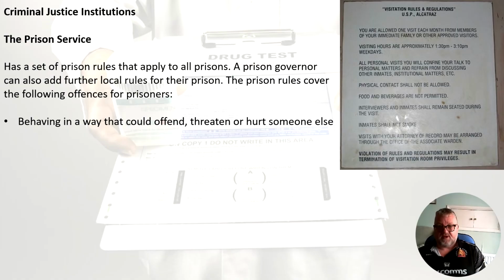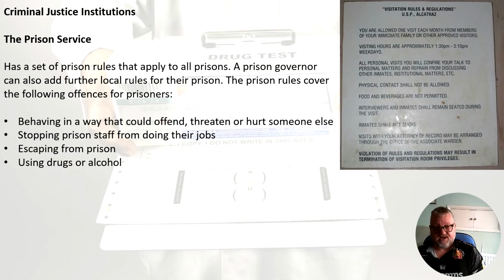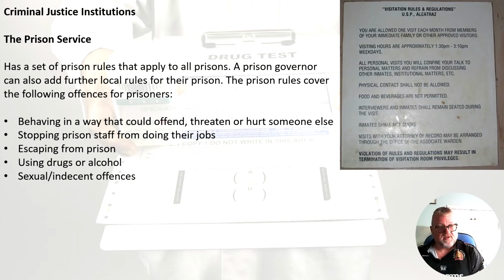They're not allowed to behave in a way that could offend, threaten or hurt someone. They're not allowed to stop prison staff from doing their jobs. They're not allowed to escape. They're not allowed to use drugs or alcohol. Tobacco is classed as a drug. They are not allowed to commit any sexual or indecent offences while they're in prison. They're not allowed to damage the prison.